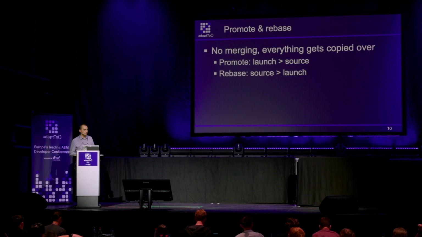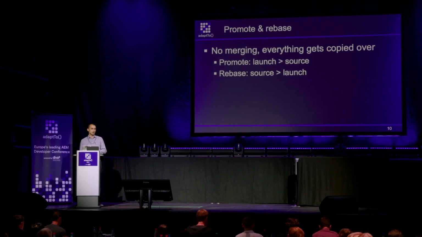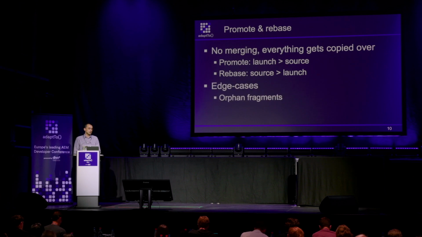On promote, you copy everything from launch to the source. On rebase, you copy from the source to the launch. Again, you can specify if you want to do the rebase or the promote against your master content, or if you want to do it against another launch, and that works pretty fine. And that also allows us to go around some edge cases, like having some orphan fragments that used to be referenced in the reference graph, but now they are no longer. And copying everything over from one side to the other gets rid of that problem.